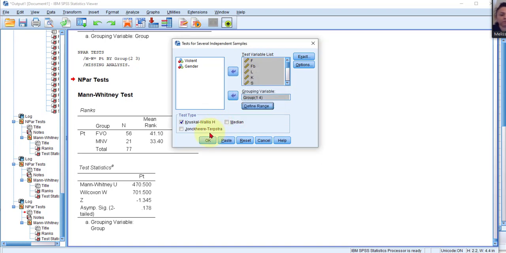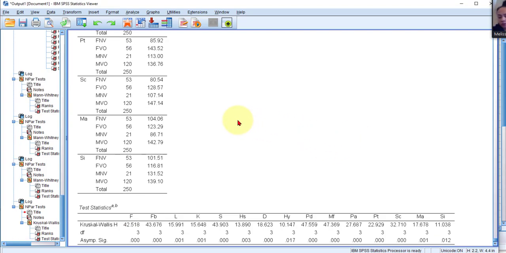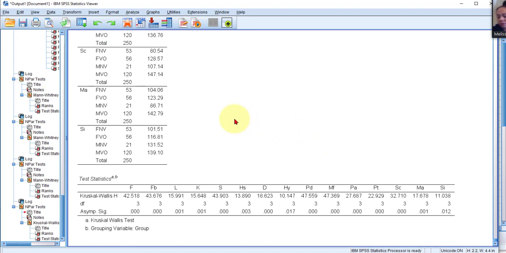Right, this is a Kruskal-Wallis test. K-R-U-S-K-A-L Wallis. And here are your sig values right here on the bottom row. Everybody's significant, right? So this kind of agreed with your t-tests. So you got significant differences everywhere in all tests between the 4 groups.